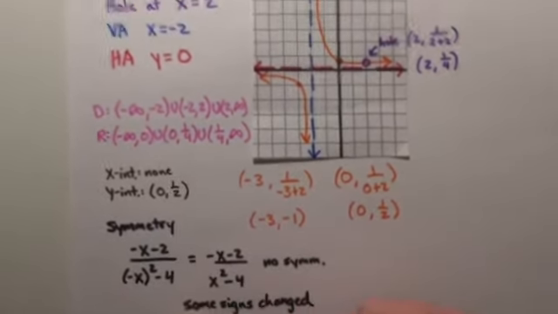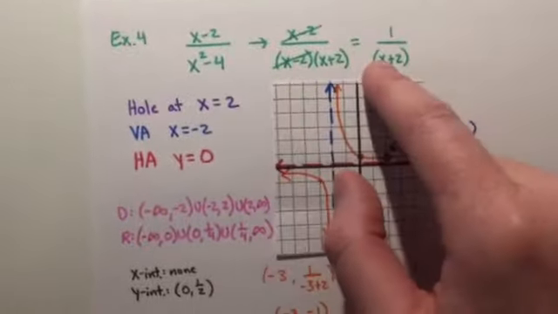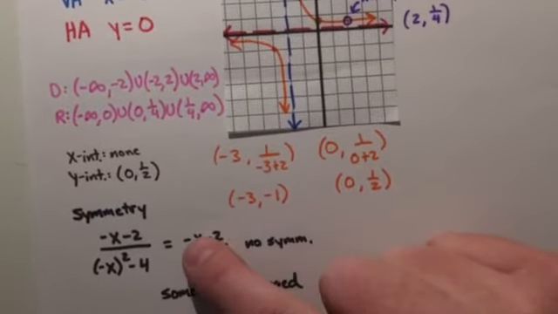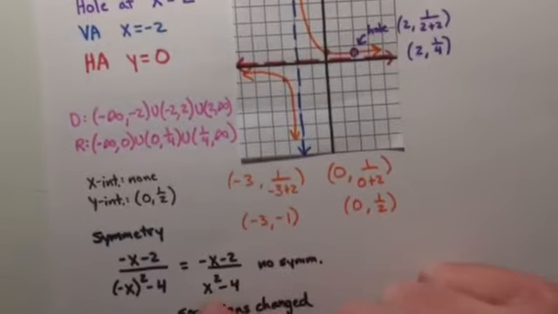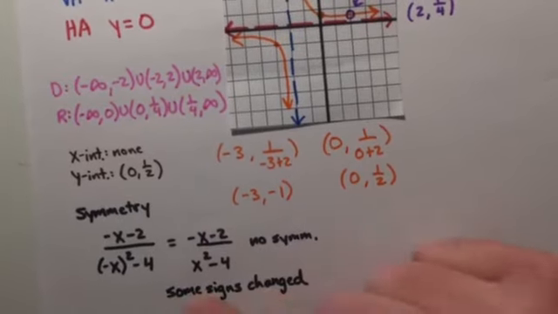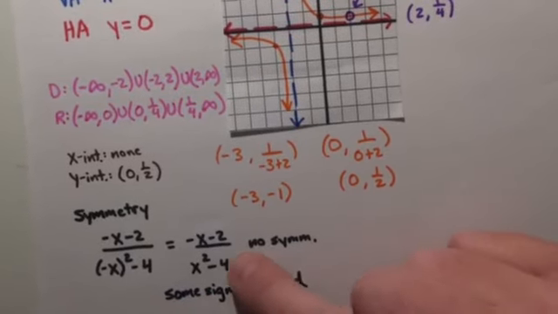And symmetry, if we plug in -x into the original function, I just use the original one. We figure out that this first sign changed, but then this bottom one would stay the same, and then this one would stay the same. So since only some signs are changing here, we have no symmetry.